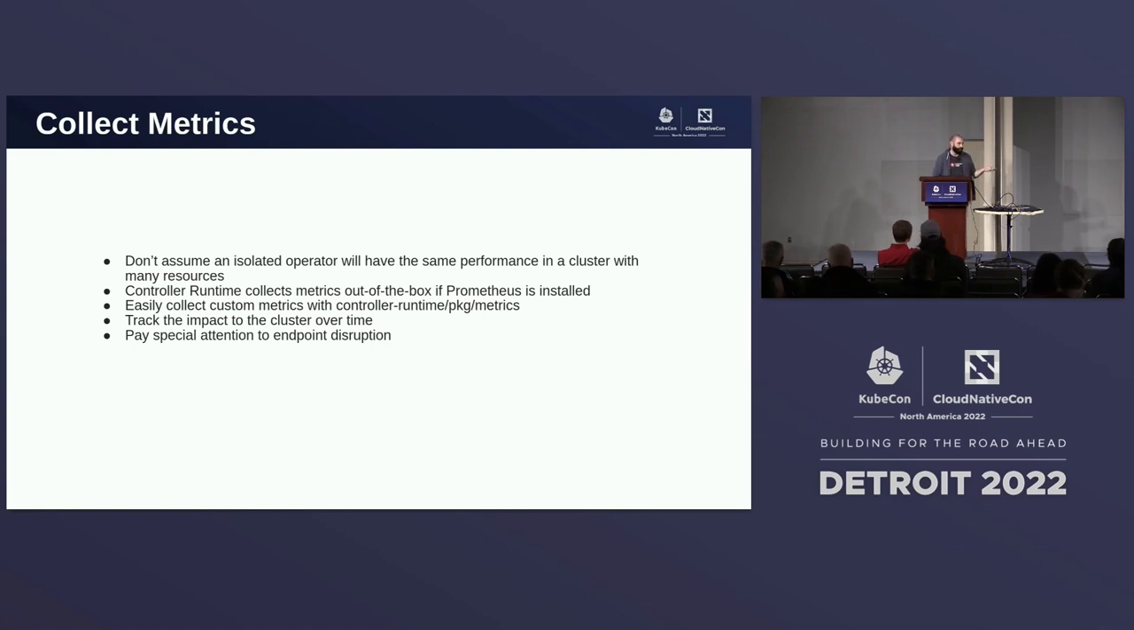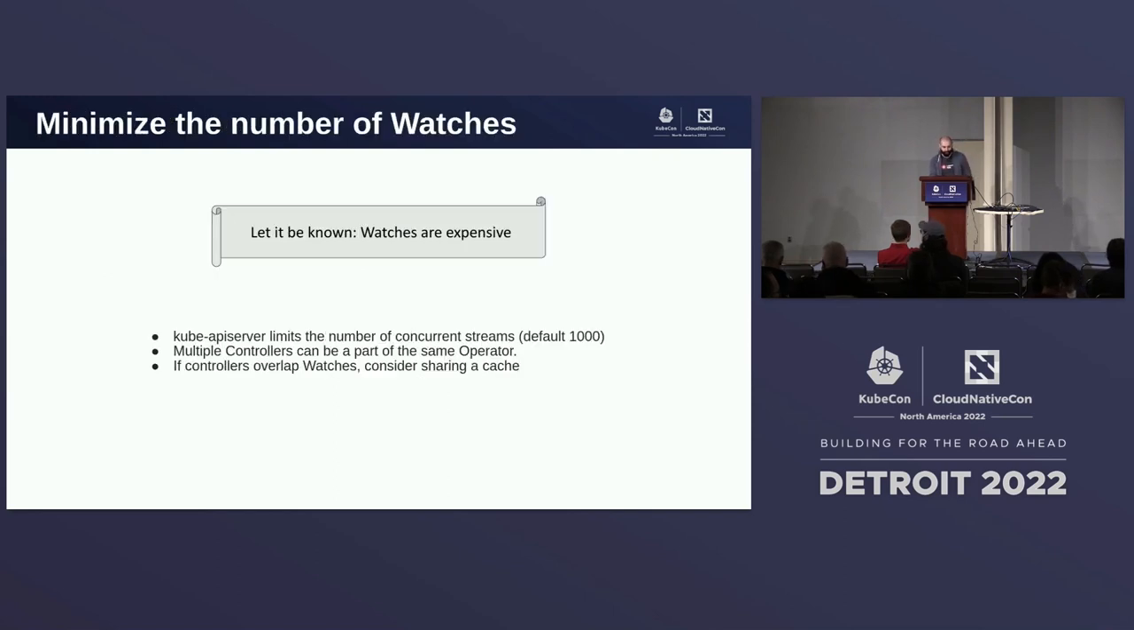As your operator is running on the cluster, keep an eye on how it's changing. Don't just deploy it and then assume that it's going to work forever, because operators are dependent on the cluster state. And the performance can change as those clusters change. And pay special attention to endpoint disruption, and if it starts to get past a couple seconds, you know that you need to do something.